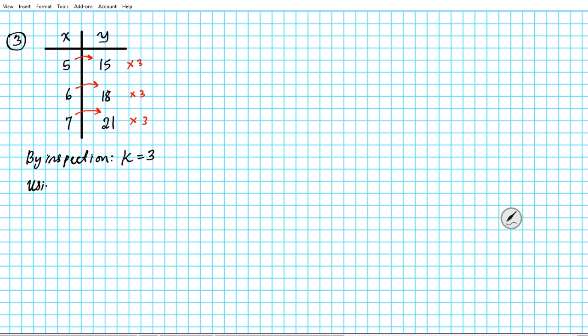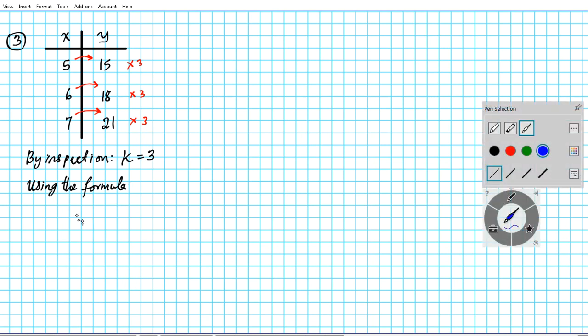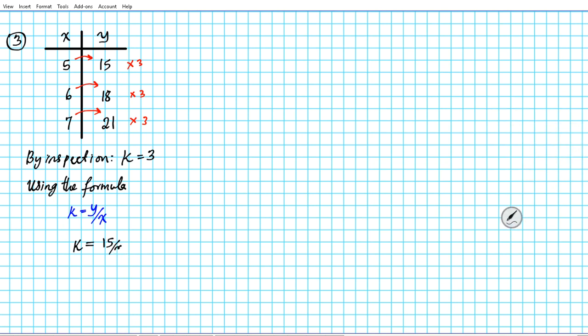How about if we use the formula? Using the same formula that we've used multiple times, k equals y over x, we can calculate what the constant of variation is. You can use the first, second, or third pair. It doesn't really matter. Let's use the first one. k equals y, which is 15, over x, 5. What is 15 over 5? It's 3. So our constant of variation given by the letter k is 3.